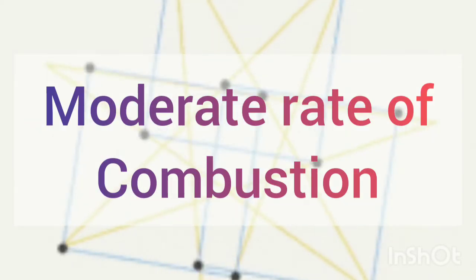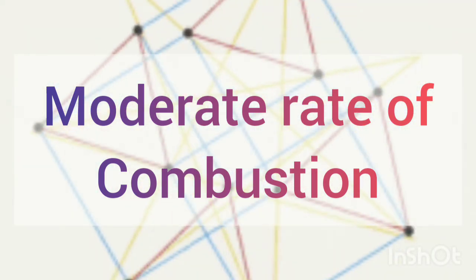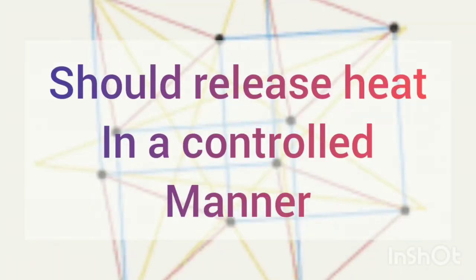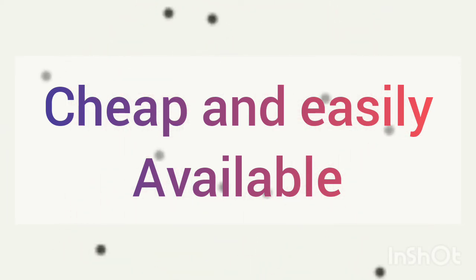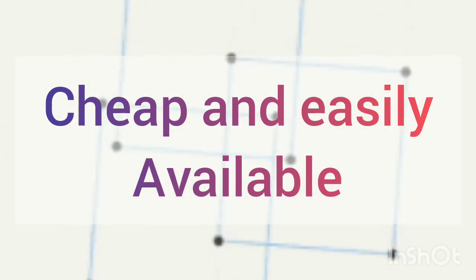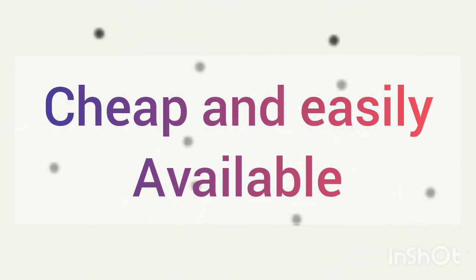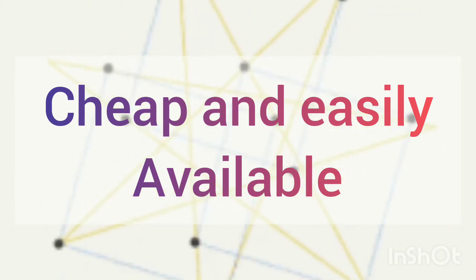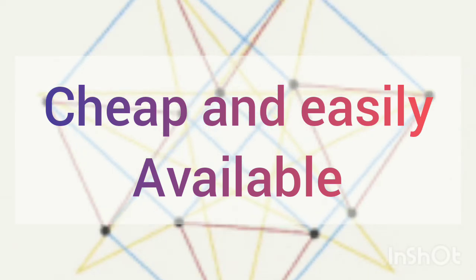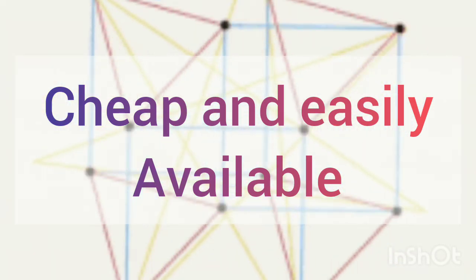Then the third point is the fuel should have a moderate rate of combustion and should release heat in a controlled manner. Then the fourth point is it should be fairly cheap and easily available. A fuel may have a high calorific value, but if it is too expensive and not available, then how can we use it? So it should not be very expensive, it should be cheap and easily available.